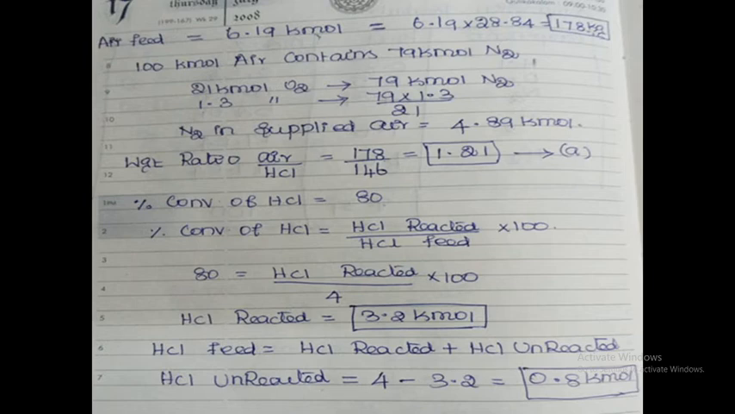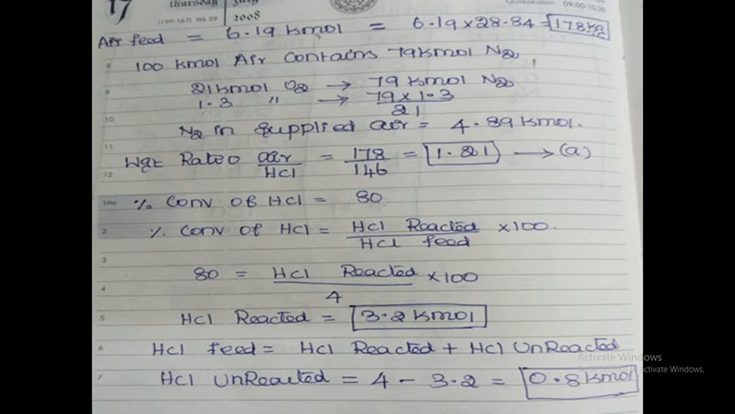So the first question, weight ratio of air to HCl. Here air feed in terms of kg is 178, HCl feed in terms of kg is 146. So the weight ratio of air to HCl is 178 divided by 146, equal to 1.21. So this is the first answer. Next, the second question: calculate the composition of the product stream.